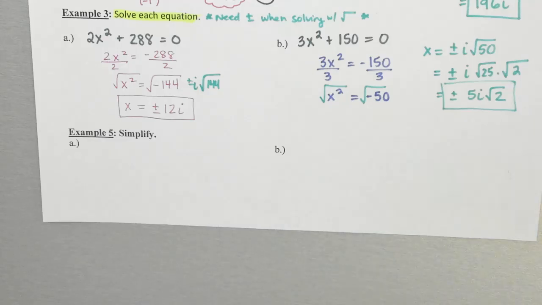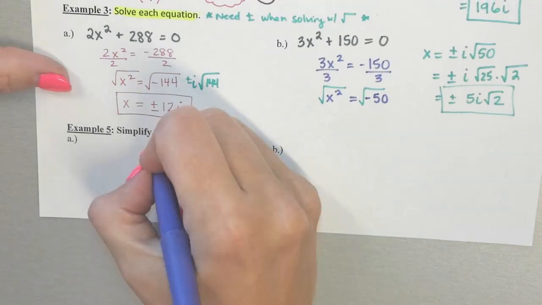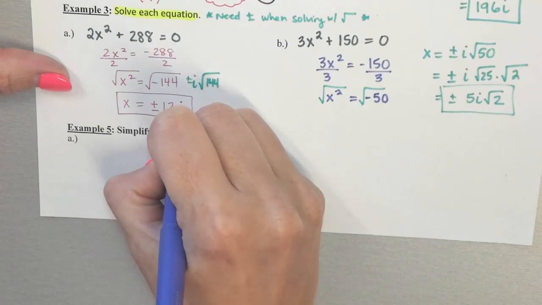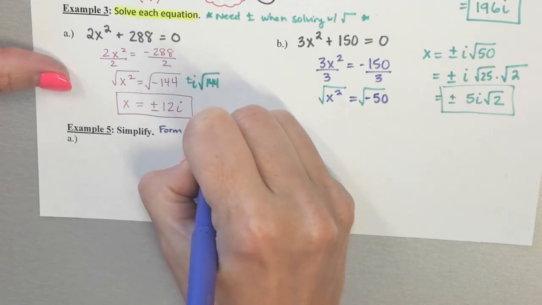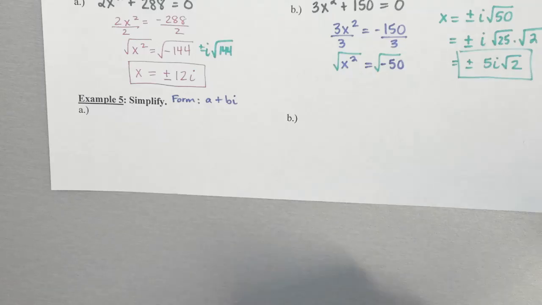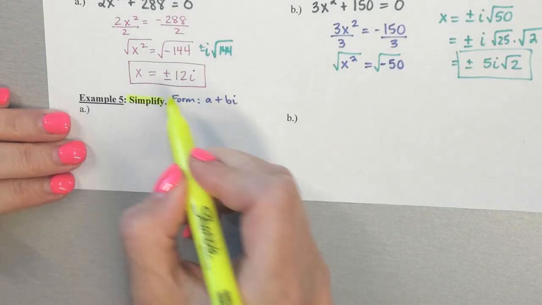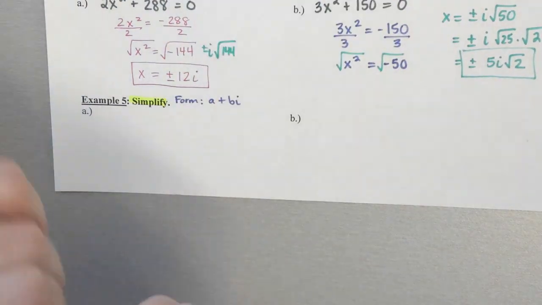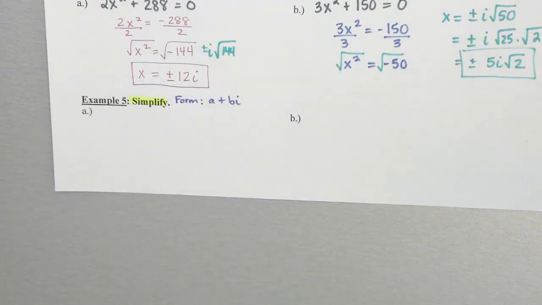All right. And then when you are simplifying, your form is going to be a plus bi. That's how you're going to write your answers. Okay, and then this was just simplify. Okay, you are going to be adding your like terms together.